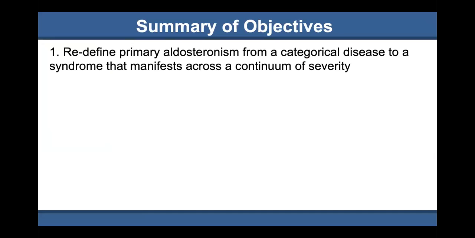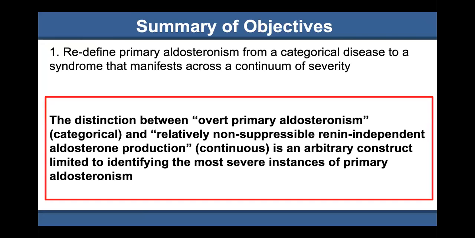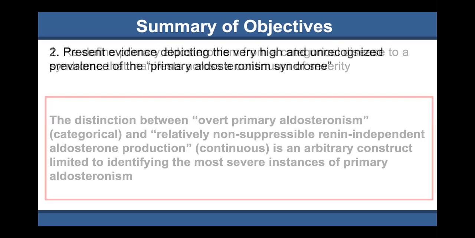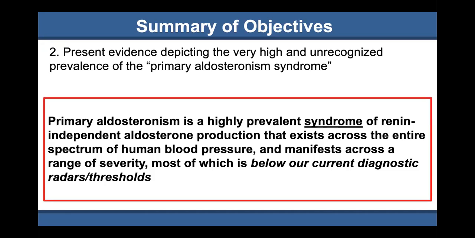So to summarize this talk, we reviewed that the distinction between overt primary aldosteronism as a categorical distinction and relatively non-suppressible renin-aldosterone production as a continuous distinction is an arbitrary construct, and it's limited to identifying the most severe instances of primary aldosteronism. We reviewed that primary aldosteronism is a highly prevalent syndrome of renin-independent aldosterone production. It exists across the entire spectrum of human blood pressure and can manifest across a range of severity, but most of that range is below our current diagnostic radars and thresholds. We're not looking for it or recognizing it.